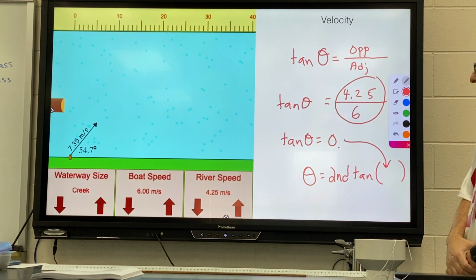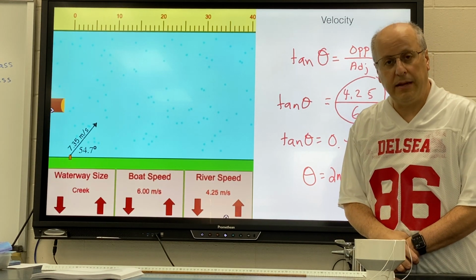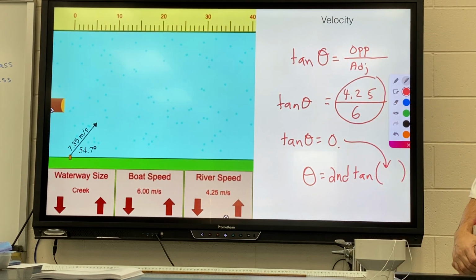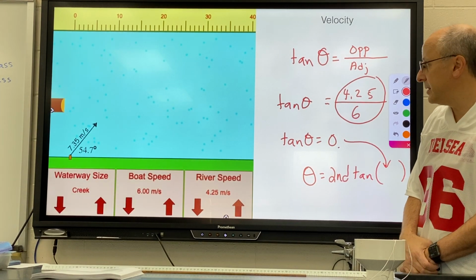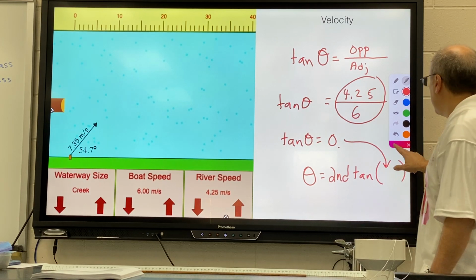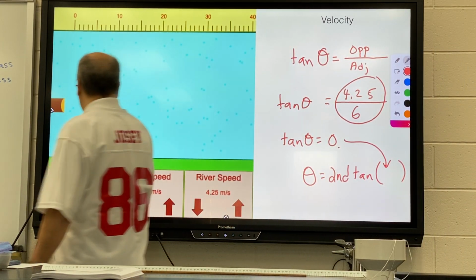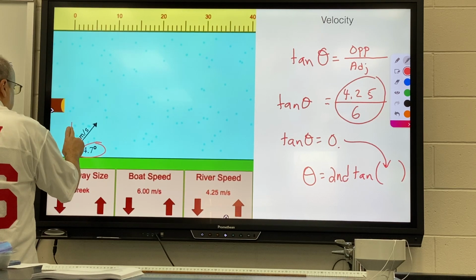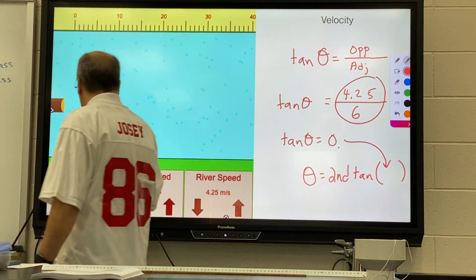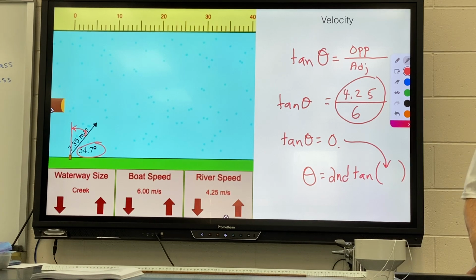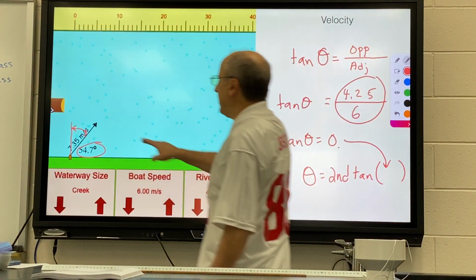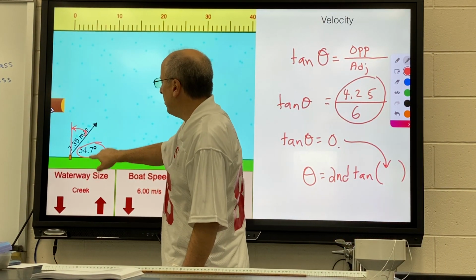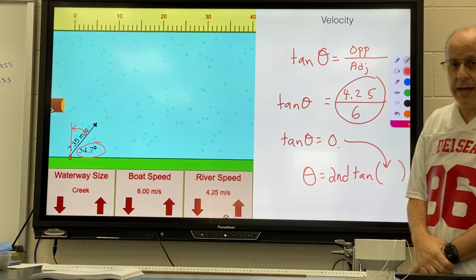All right, when you did this, you should have gotten a hypotenuse of 7.35, and you should have gotten an angle of 54.7. Okay? And actually the 54.7 is the angle here, so you might have gotten the complement of the 54.7, which would have been 35.3. You can give either of the angles. You can either give it from the vertical or you could give it from the shoreline.